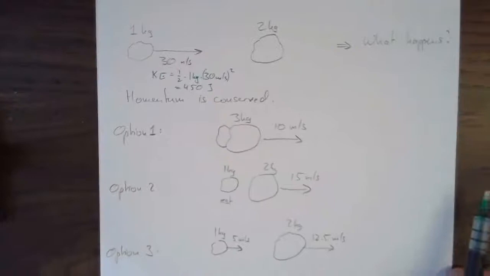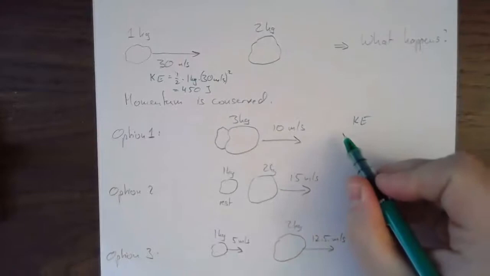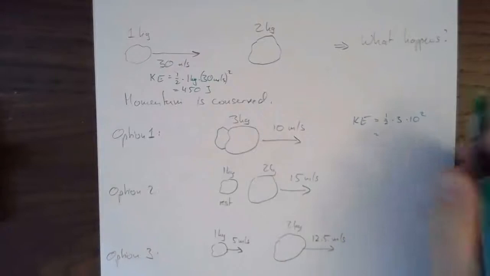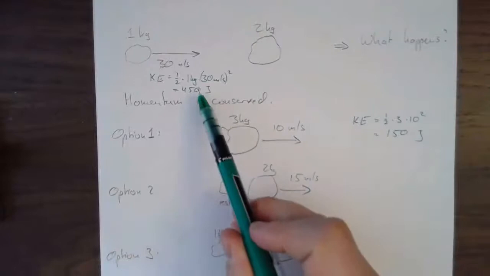But how much kinetic energy do we have here? Well, let's have a look. So this is option one. Kinetic energy now is going to be 1/2 times 3 kilograms times 10 squared. Let's see, 1/2 times 3 is 1.5, 10 squared is 100, so 150 joules. Oh dear. We lost a lot of kinetic energy. We had 450, now we have 150.